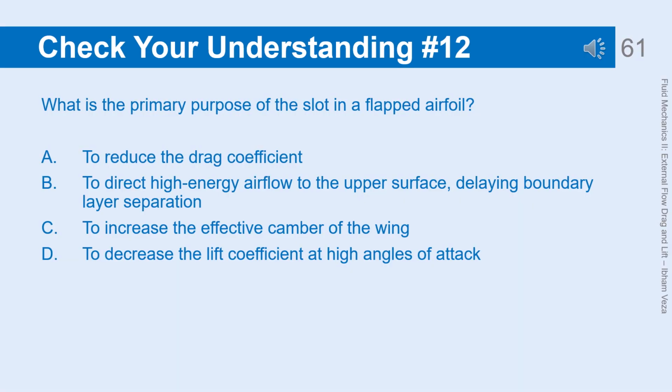Check your understanding. Number 12. This question reinforces that the main function of the slot is to direct high-energy flow to the upper surface. By doing this, flow separation can be delayed. This delay allows the wing to generate more lift before stall. This concept is very important in the design of commercial aircraft wings. This understanding explains why many aircraft use slotted flap systems.